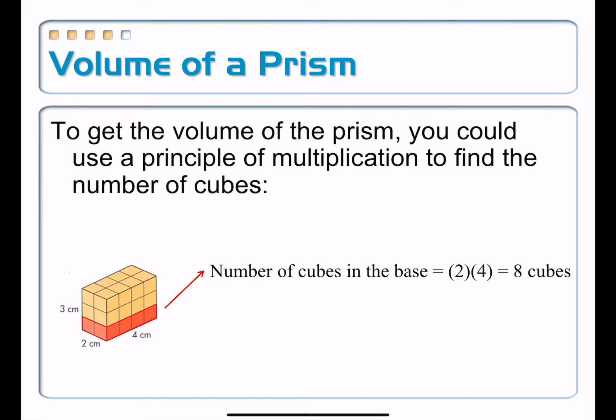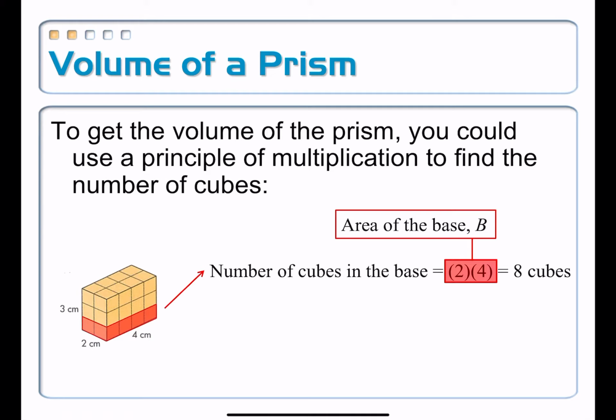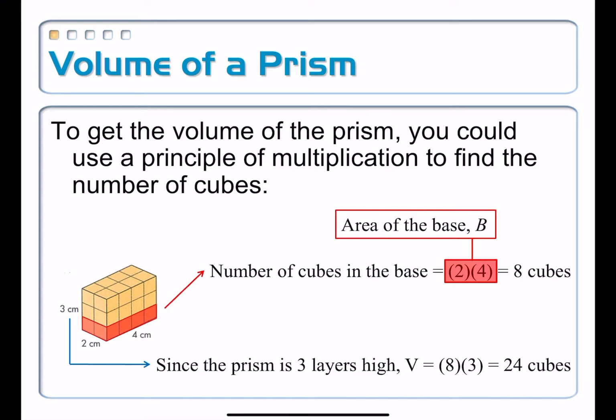And notice what I just found there was the area of the base, right? 2 by 4, it's the area of the base. Now, it has 3 layers high, right? That prism is 3 layers high, so its volume is the 8 that we got from the bottom layer multiplied times 3 layers to get 24 cubes. And that 3 there, of course, is the height in cubes for that prism. So what did we just do here? We found the volume of a prism by taking the area of the base and multiplying it times the height. In general, that's going to work for every single prism.